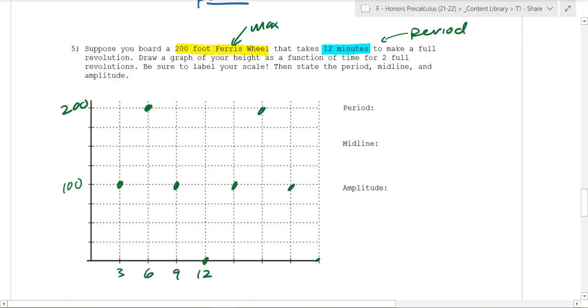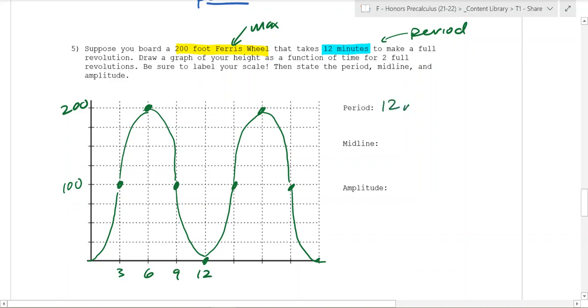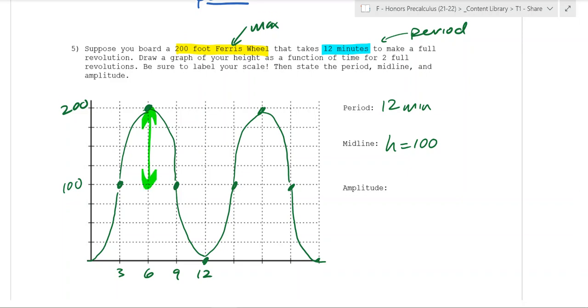So when we do this nice curve, it curves up, curves like this, curves like this. You could use the copy-paste feature, and you will get better at drawing these curves. I'm doing okay here. That's what it would look like. So the period is 12 minutes. The midline is h equals 100, the height, and the amplitude is the distance from the midline. There's the amplitude right there. That again is 100. Again, our two examples have the midline and amplitude being the same, but that doesn't necessarily mean they're always going to be the same.